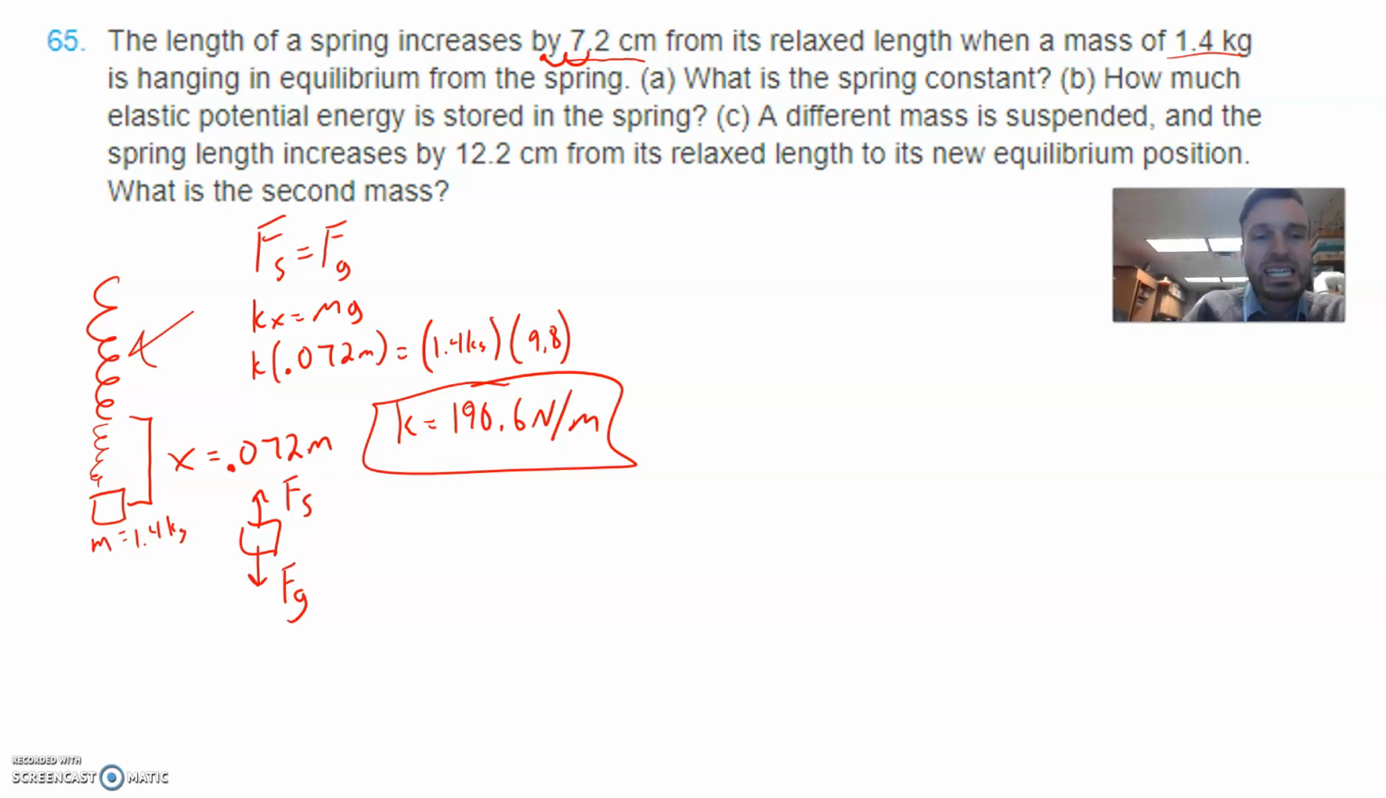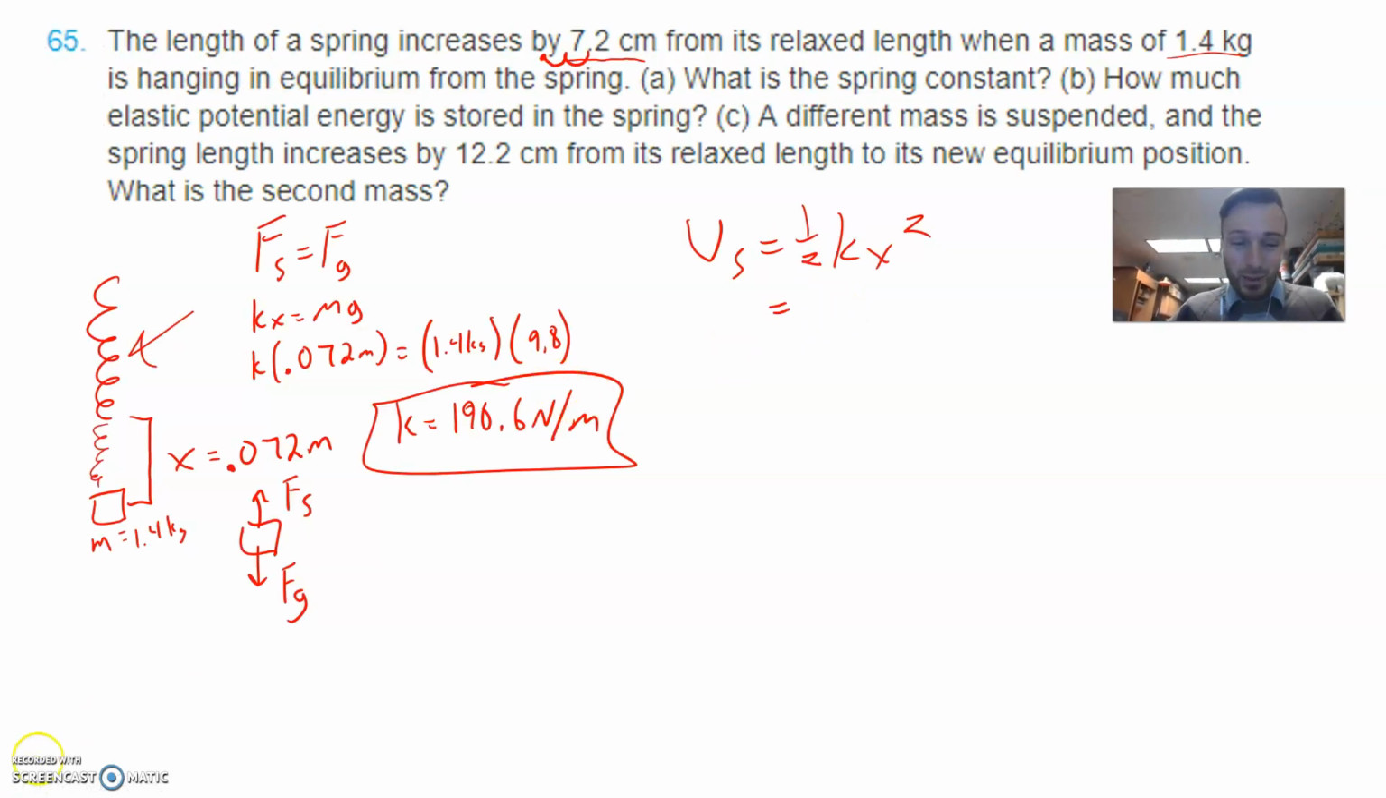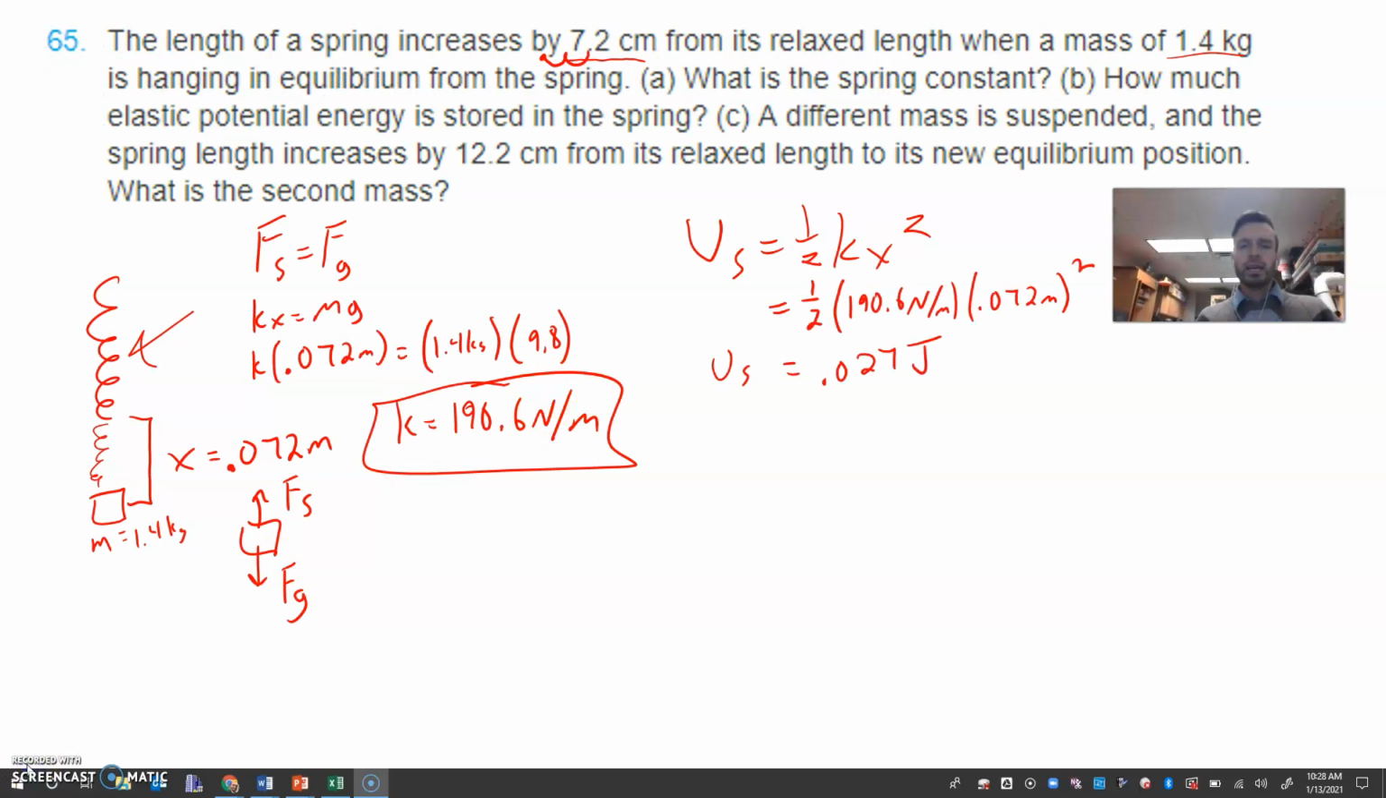Part B, how much elastic potential energy is stored in the spring? Us equals 1/2 kx squared is the expression for potential energy stored in a spring. And so all you've got to do is plug it in. I'm going to pause again for some math magic, because I think you guys can plug in numbers to your calculator. Bam! Calculate it again. Yo, that's some weak sauce energy, 0.027 joules. Here I got all excited about this spring.